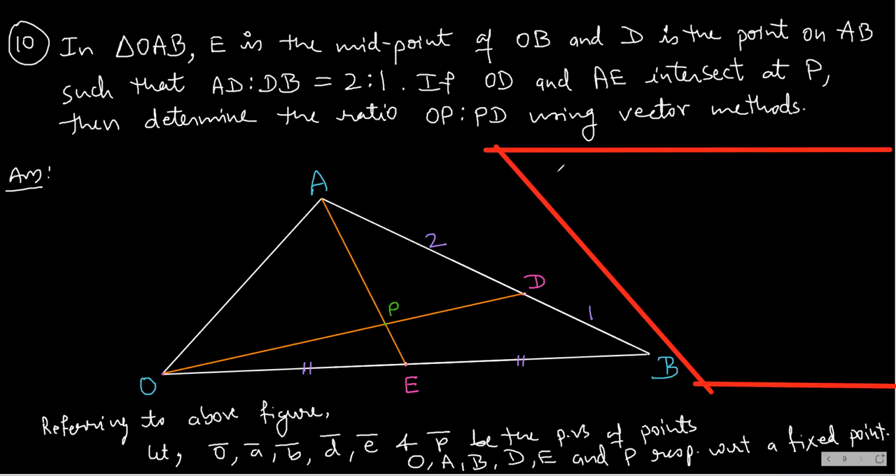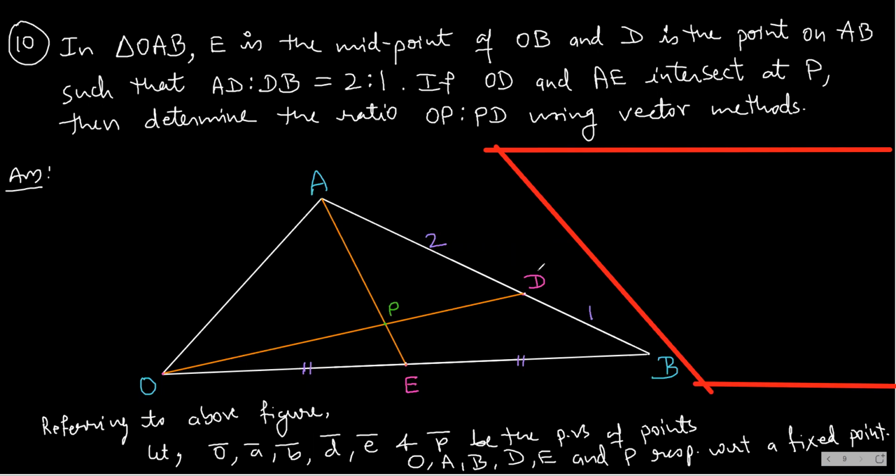See, what I do next is I apply the section formula for point D. The solution is a very specific solution. I repeat again, what is my aim? My aim is to find OP upon PD. But in order to get that, see, how do I proceed?